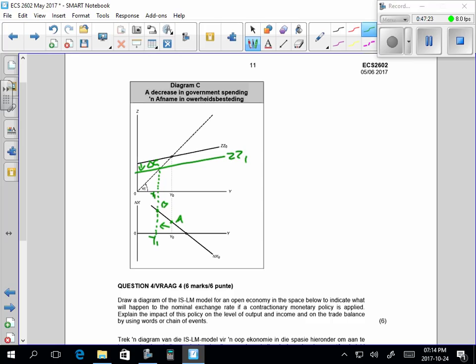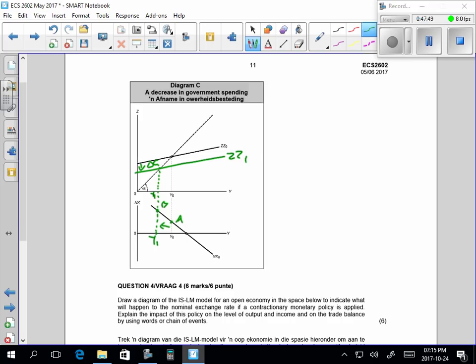So originally we intersected the net exports curve at point A. Now because it's above zero, it means obviously that exports were greater than imports. We had a trade surplus. But now, because people are earning less income in South Africa, we are importing fewer goods and services, but exports are not determined by our government expenditure.